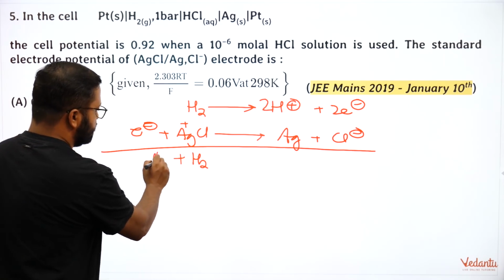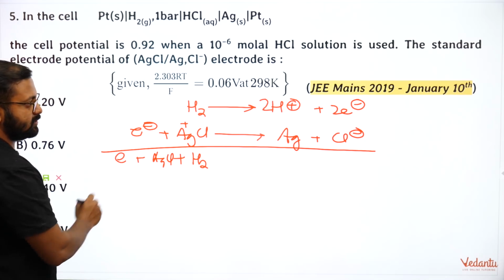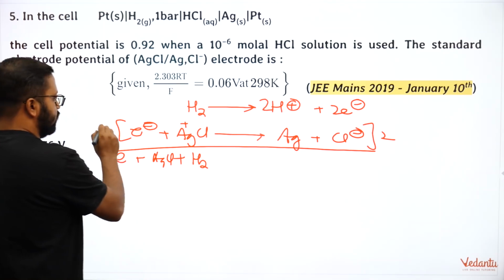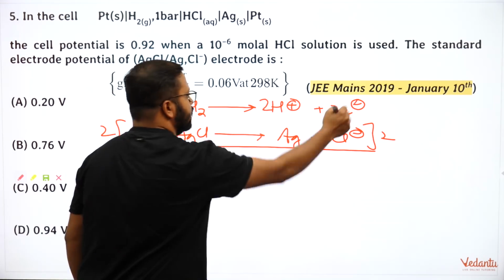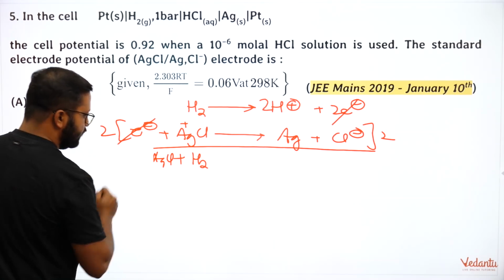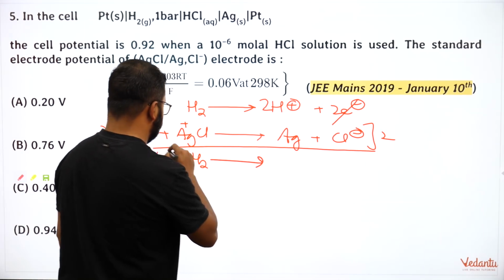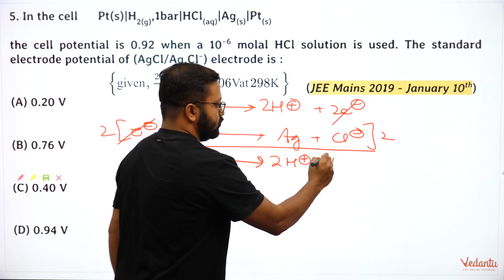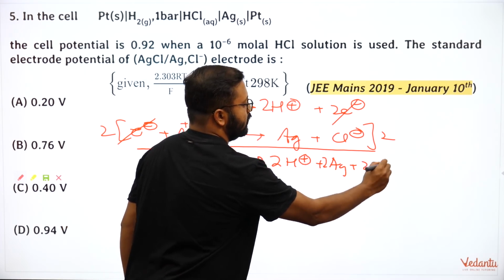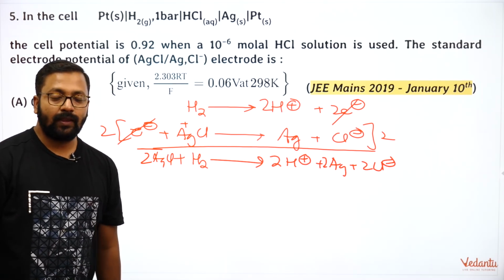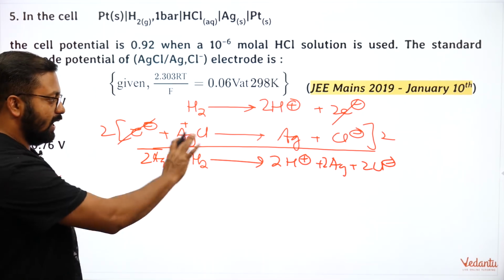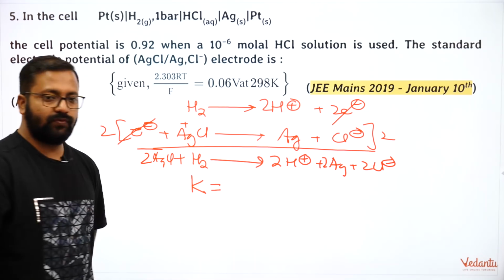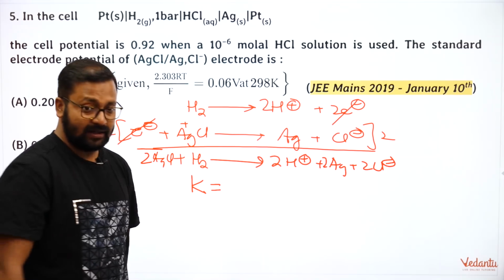H2 plus AgCl plus, I take 2 electrons, ये electrons cancel हो जाएंगे and I will get 2H plus, 2Ag plus 2Cl minus, something like this. Okay, I'll get this. Now, the equilibrium constant K for this will be written as products by reactants.